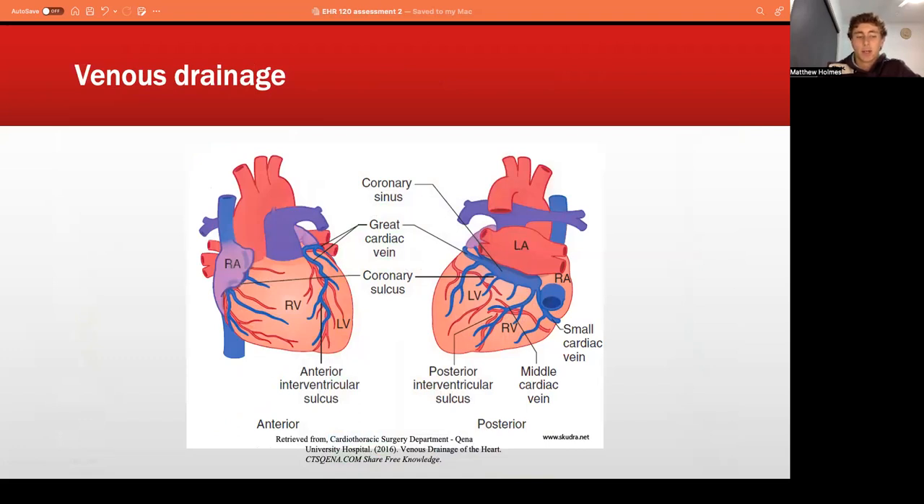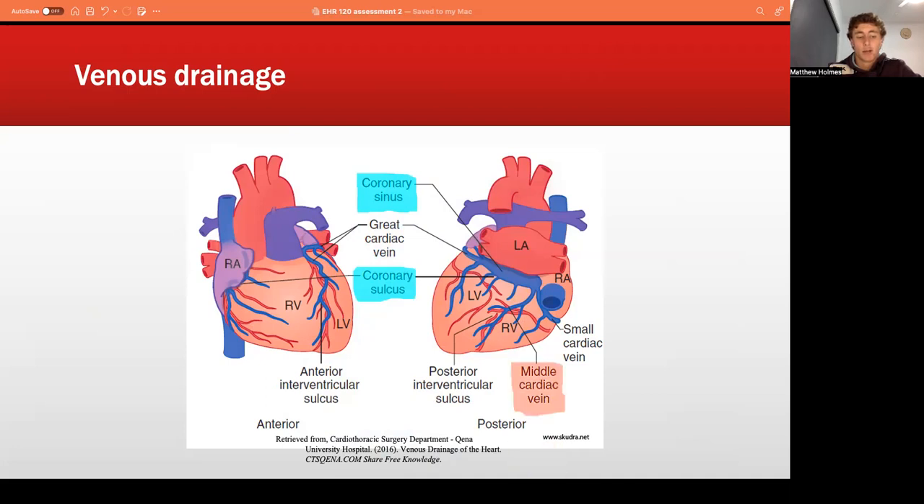Then in venous drainage, it's the way the blood moves when exiting an organ. Sladen 2021 states that approximately 90% of the blood from the heart returns to the right atrium via 4 main veins. As highlighted in the diagram supplied by the cardiothoracic surgery department of the Queen's University Hospital, the blood returns via the great cardiac vein, which is highlighted in red. This vein collects blood from the anterior of the heart and moves blood from the apex of the heart toward the coronary sulcus and then onto the coronary sinus, where it empties.